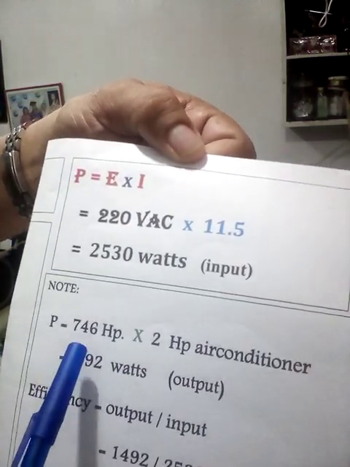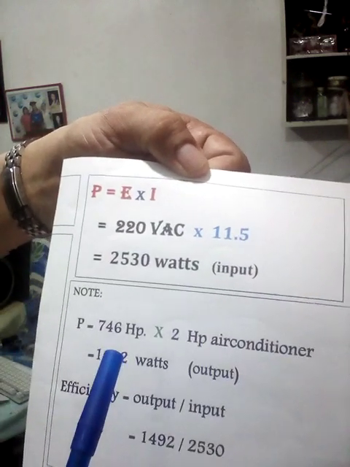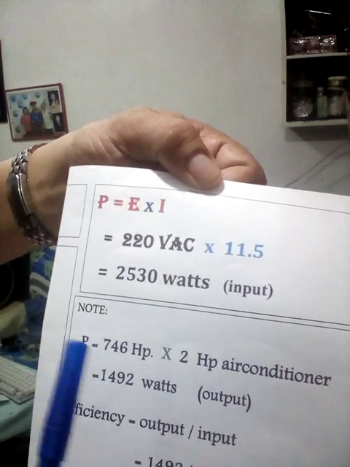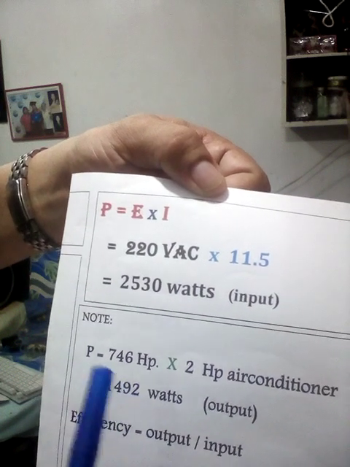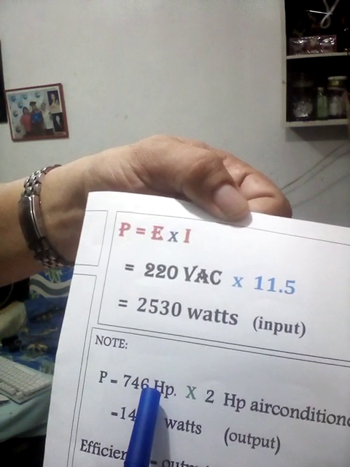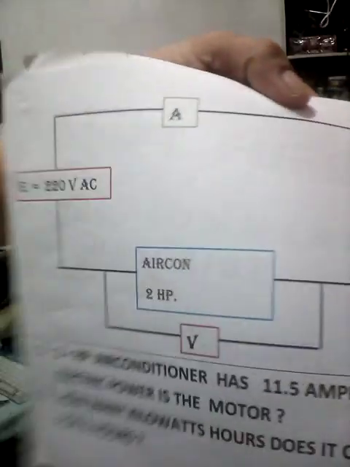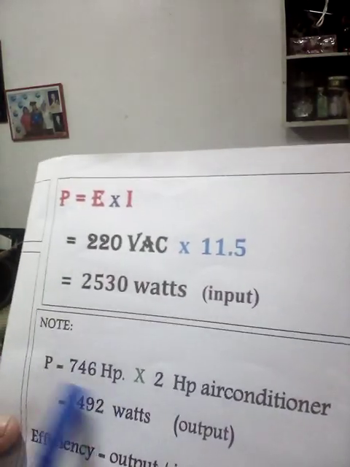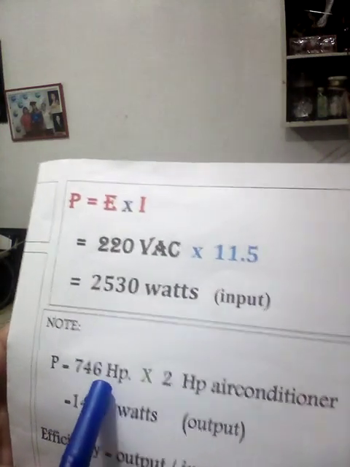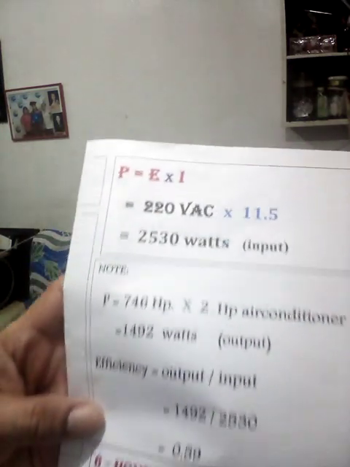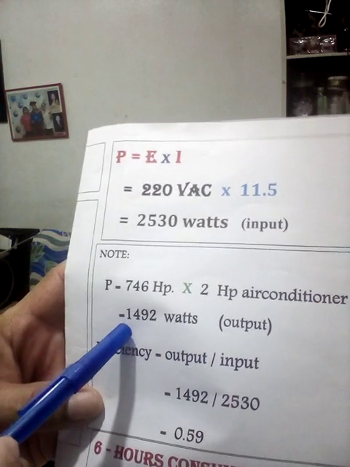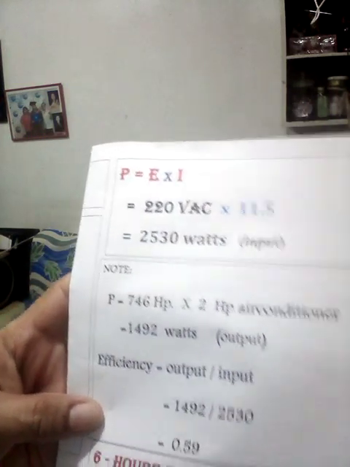And the second, we have 1 horsepower is equivalent to 746 watts. Meron po tayong question na 2 horsepower po siya, so 2 horsepower po ang gagamitin. So i-multiply natin ng 746 para sa conversion po natin. So the power is equal to 746 watts times 2. Dalawa po siyang horsepower na aircon. So may equals po tayo ng 1,492 watts as an output.